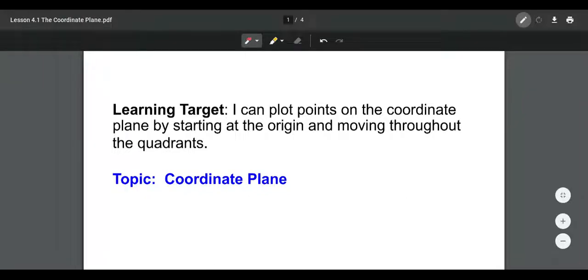Hello, boys and girls. In lesson 4.1, we will be looking at the coordinate plane. We will be able to plot points on the coordinate plane by starting at the origin and moving throughout the quadrants.